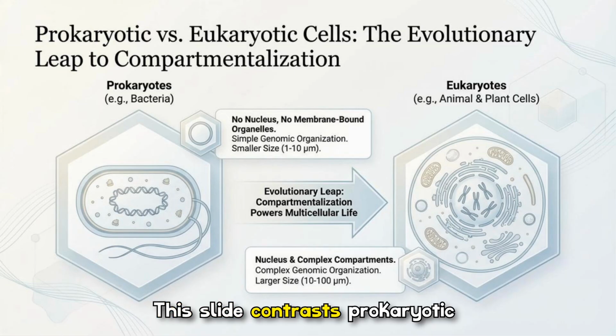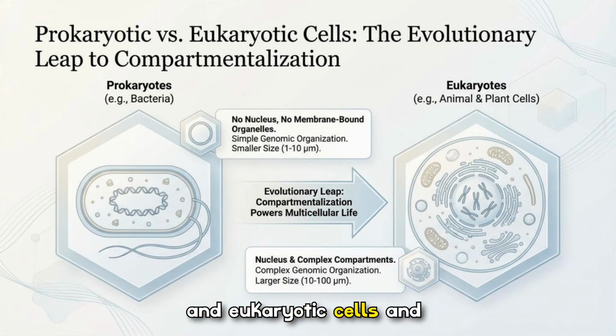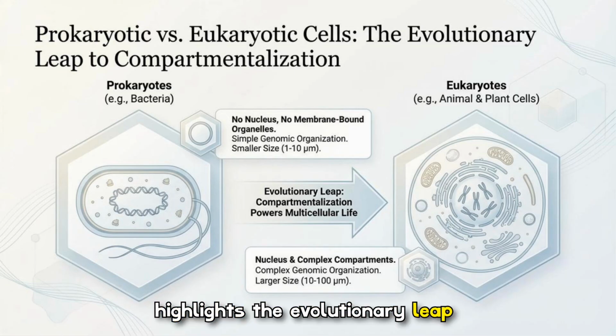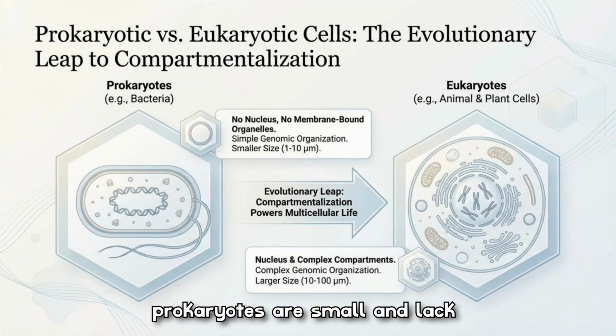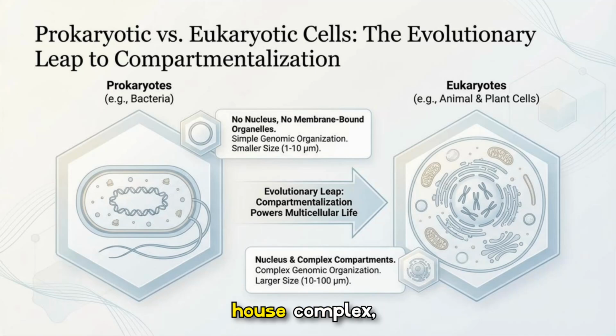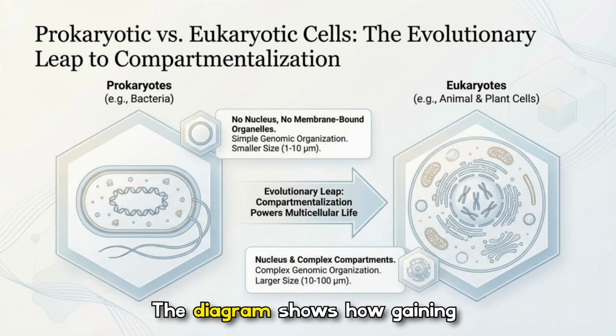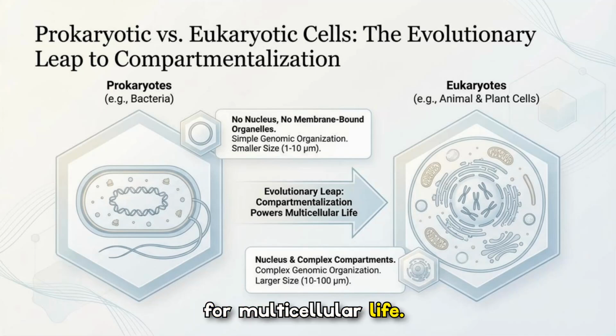This slide contrasts prokaryotic and eukaryotic cells and highlights the evolutionary leap of compartmentalization. Prokaryotes are small and lack a nucleus, while eukaryotes house complex, membrane-bound organelles. The diagram shows how gaining internal compartments enabled more sophisticated genome organization and paved the way for multicellular life.